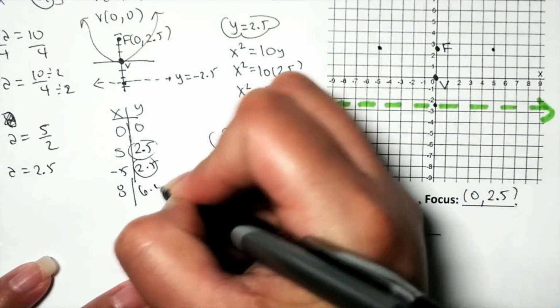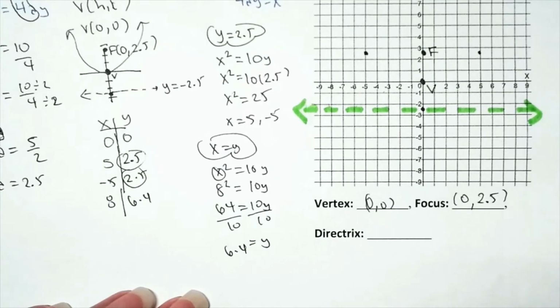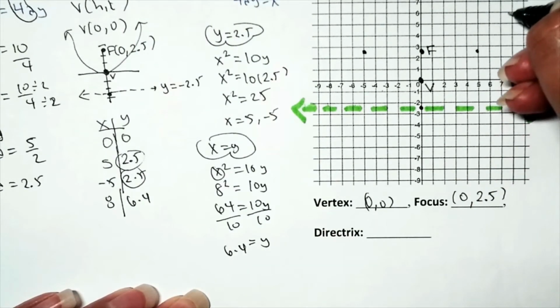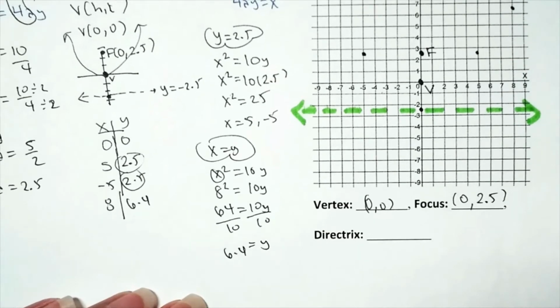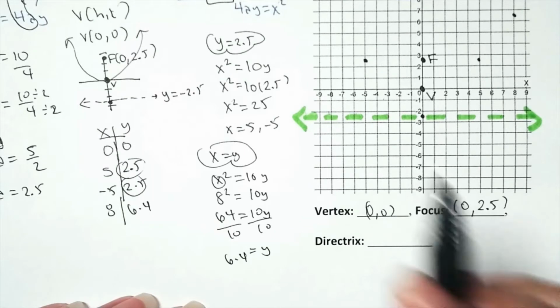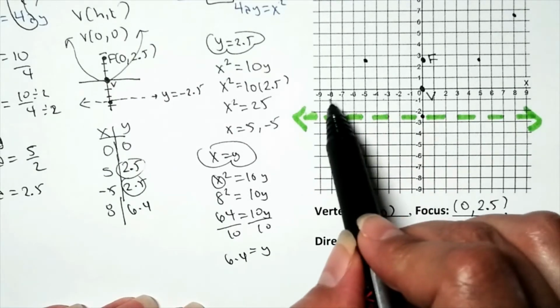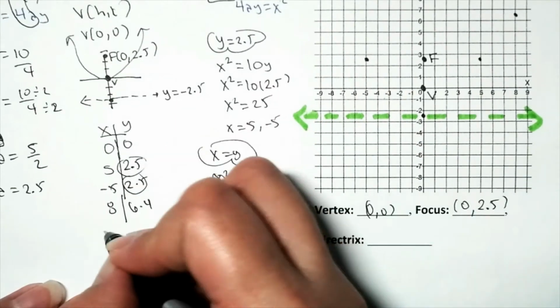Let's go ahead and graph it. Okay, so from the origin, we go 8 units to the right and 6.4 units up. I'm just going to say that's about 6.5. No one's going to know if that's 6.5 or 6.4. So if I'm going to pick +8, let's go ahead pick its opposite, -8.